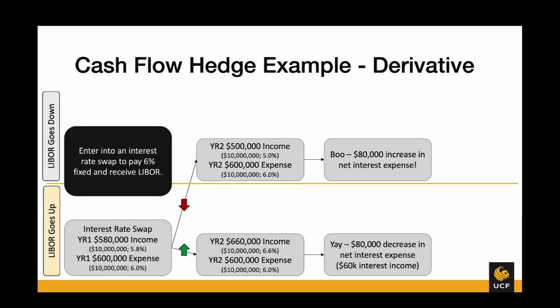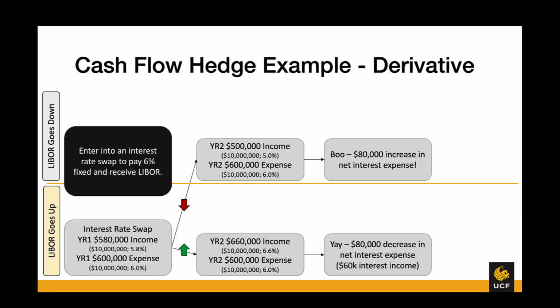So in order to hedge this risk, what we could do is enter into an interest rate swap in which we will pay 6% and we will receive LIBOR. So we enter into a transaction with another party where we each pay each other. The other party is basically going to do what we are doing in our note, and they're going to pay us LIBOR. And then we are going to pay them a fixed rate of, in this example, 6%.